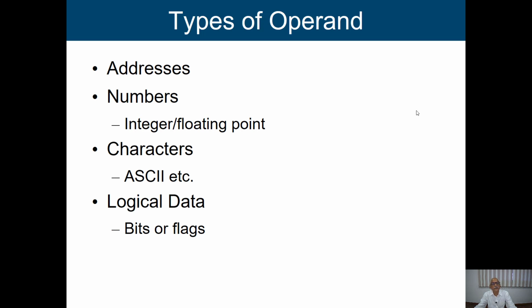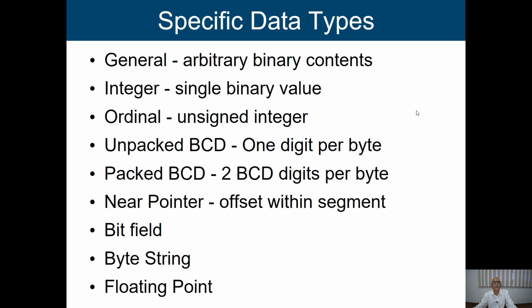Or in some cases we have logical data. That means we work bitwise. Maybe we can say that we are going to work with flag bits. Flags are basically independent bits. So if we talk about the types of operands, basically we have those particular operands. It may be an address, it may be data, that means a number itself, or it may be a character, or it may be logical data.